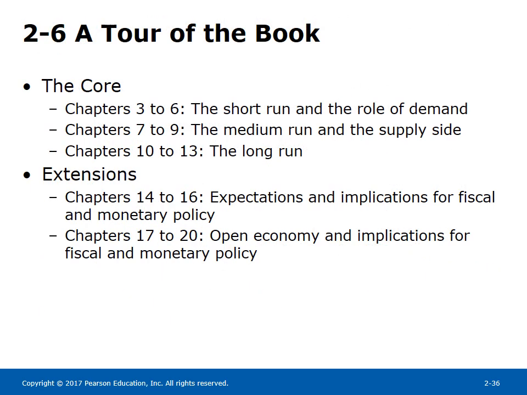A tour of the book. The core: Chapters 3-6, the short run and the role of demand. Chapters 7-9, the medium run and the supply side. Chapters 10-13, the long run. Extensions: Chapters 14-16, expectations and implications for fiscal and monetary policy. Chapters 17-20, open economy and implications for fiscal and monetary policy.